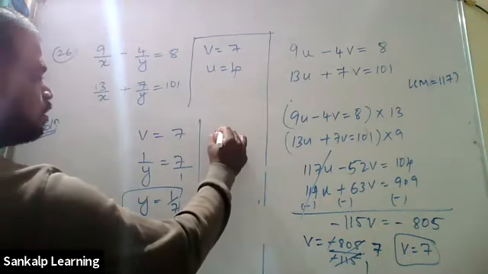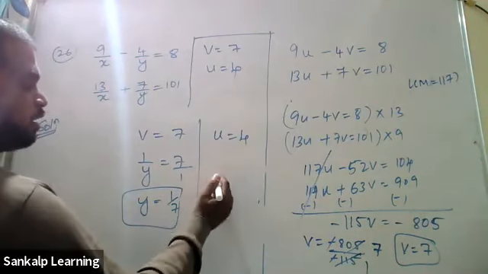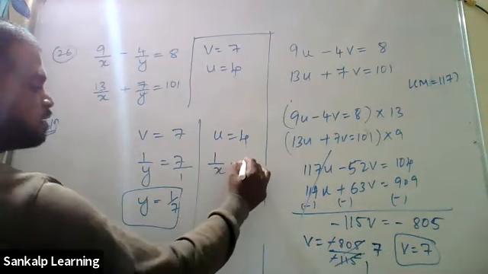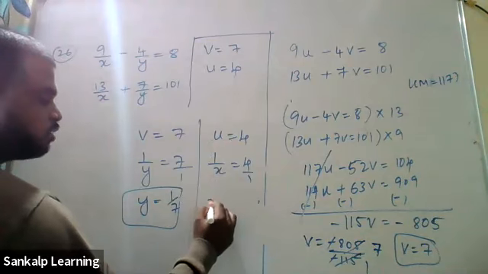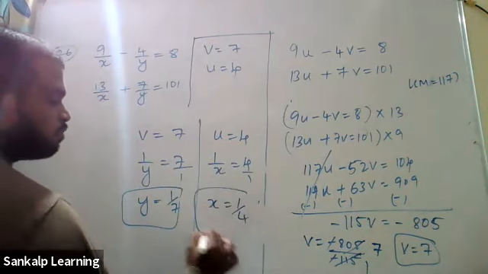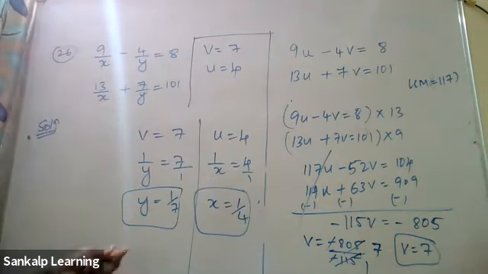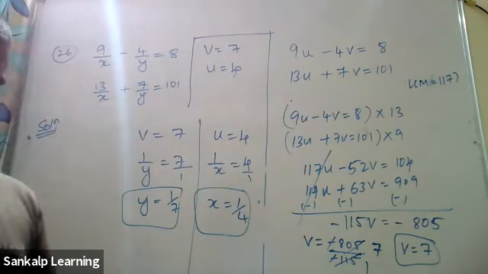Similarly, do it for u. U is 1 by 4, but according to the substitution, u is nothing but 1 by x. 1 by x is equal to 4. 4 can be written as 4 by 1. Reverse it on both the sides. Therefore, x value is 1 by 4. So here y value is 1 by 7. Here x is 1 by 4.